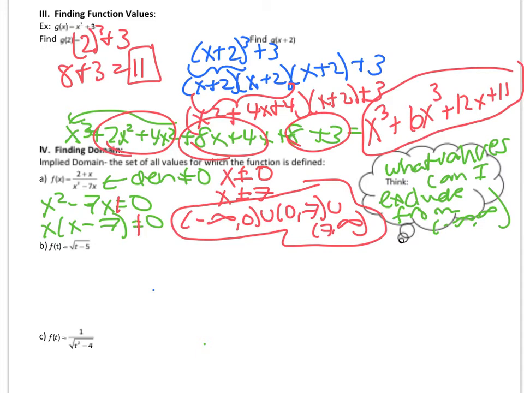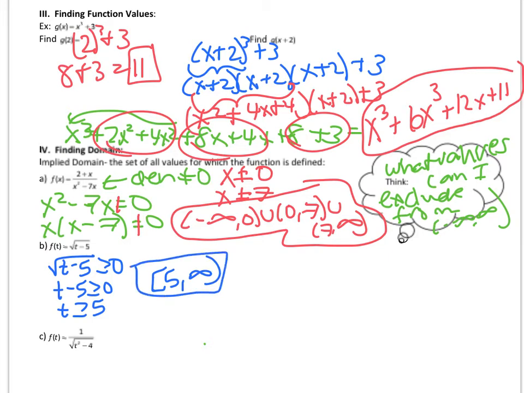Next one, I have f of t equals square root of t plus 5. So when you have square roots, you cannot have a negative number come out of a square root. So your t minus 5 has to be greater than or equal to 0. So if I solve this way, that's giving me t minus 5 is greater than or equal to 0. So that means t is greater than or equal to 5, which means my domain is 5, including the 5, to infinity. And that's my domain for this one.